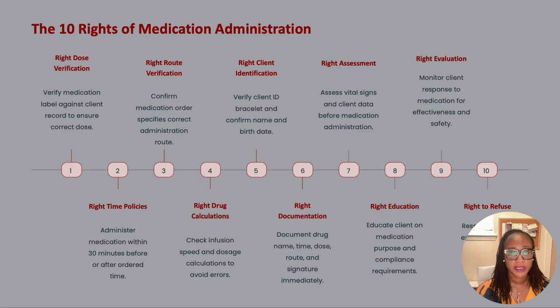So of course, the right dose. Check the medication label against the client administration record. And then right time. Check the healthcare organization policy for the right time to administer the drug. Thirty minutes before or 30 minutes after the order time is usually acceptable. So you have 30 minutes before, 30 minutes after. Before, we used to say 1 hour before, 1 hour after.